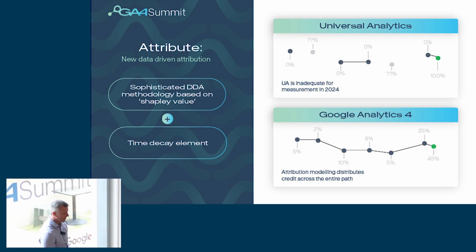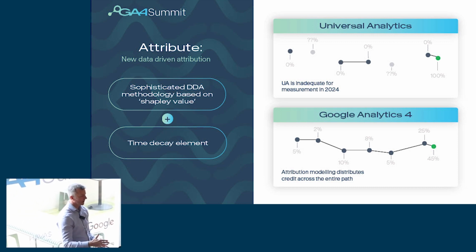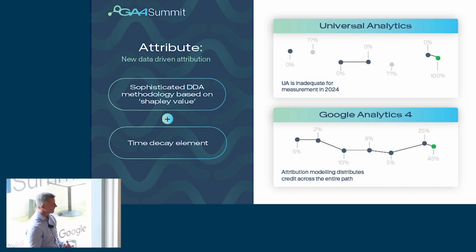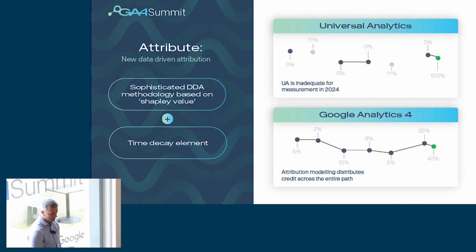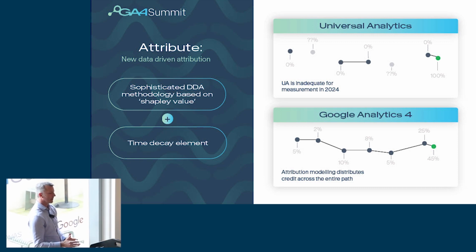Another big difference in GA4 is the facility for attribution. Now, no attribution model is correct or tells a full picture. But what we're getting in Universal now is just not fit for purpose in 2024.